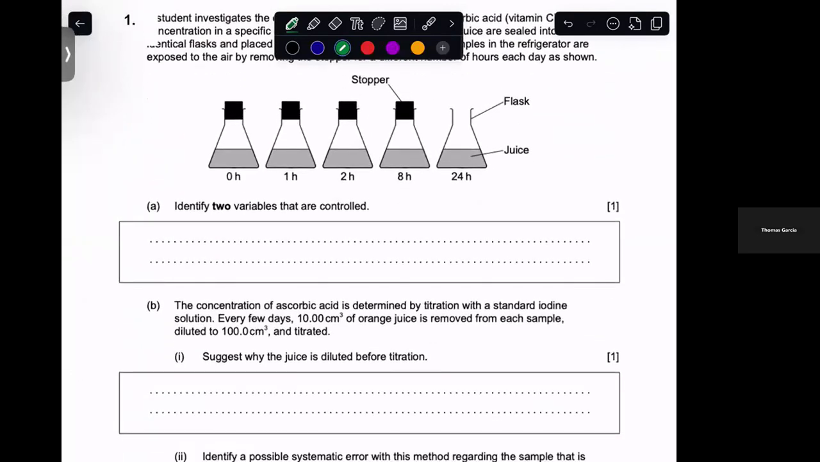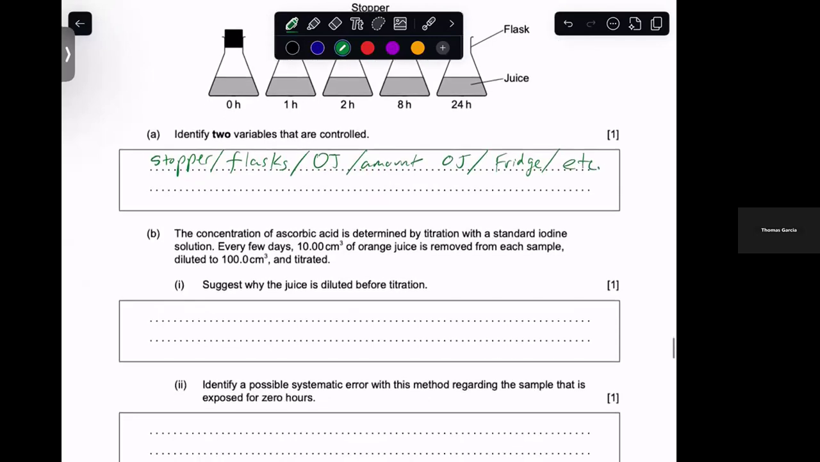Identify two variables that are controlled. Anything that stays the same. The stopper is the same for each. The flasks, the type of orange juice, the amount of orange juice, the fridge is the same. The temperature of that fridge is the same. The amount of time in the fridge is the same. It's all the same. Those are all controlled variables.